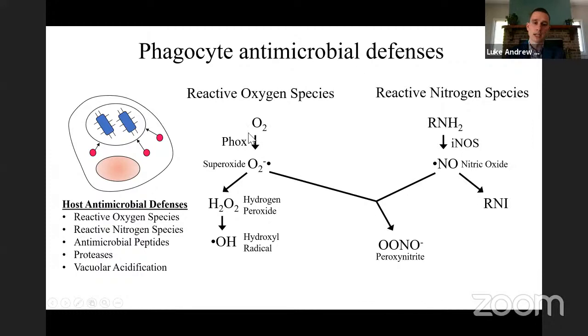Reactive oxygen species are generated by the NADPH-dependent phagocytic oxidase, which again is an enzyme complex that will assemble on the membrane and generate high levels of superoxide. Superoxide itself can damage specific targets and can be converted into other downstream reactive oxygen species, including hydrogen peroxide and hydroxyl radical. And in some cases, superoxide and nitric oxide can combine to form the highly toxic peroxynitrite. For my research, I'm interested in understanding more about how Salmonella is specifically able to defend against superoxide.